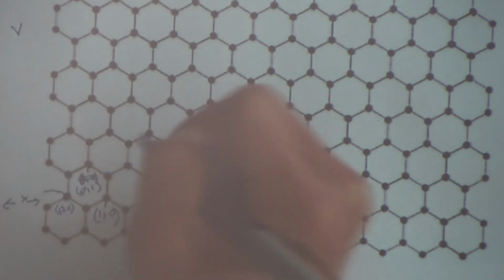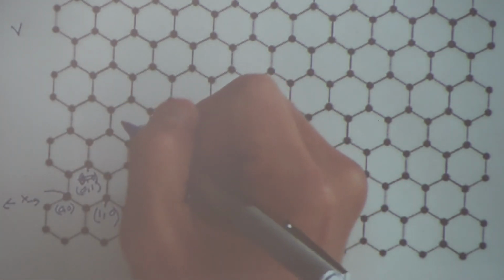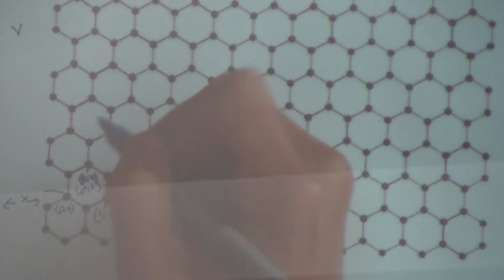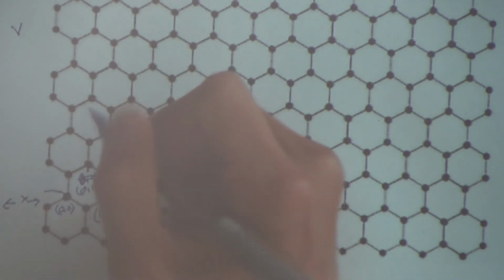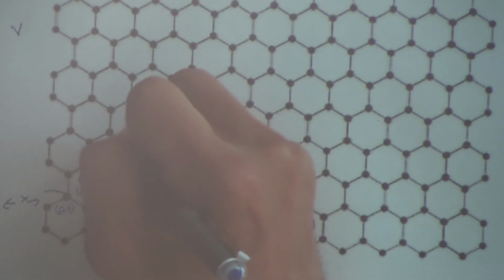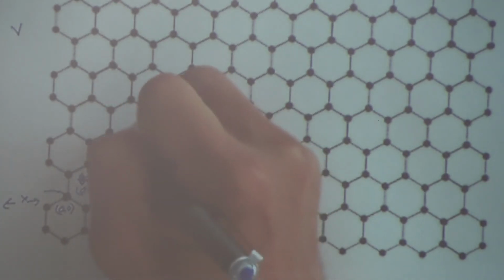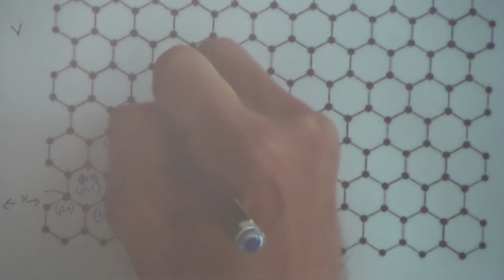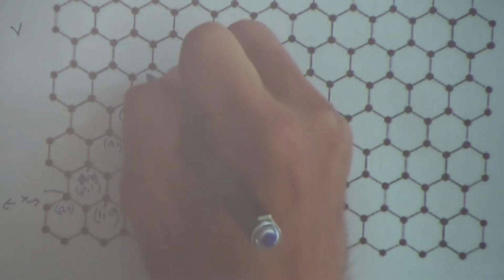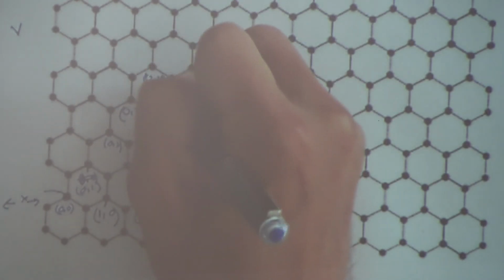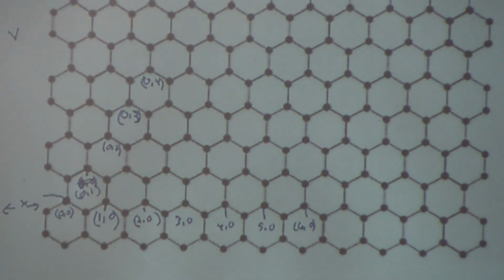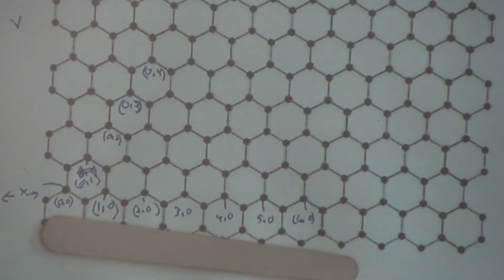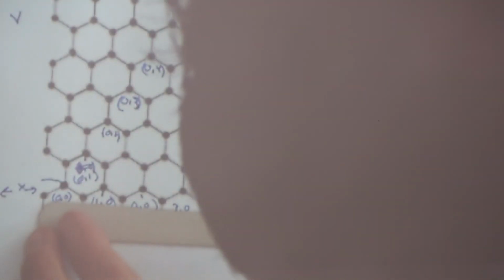Wait, so what would the atom right above 0, 0 be? Oh, hang on. This one is going to be 0, 2. Oh, I get it. We have non-orthogonal axes. Thank you. This one is 0, 3. This one's 0, 4. Okay, so if you were to choose the one right above it, it would be 1, comma.